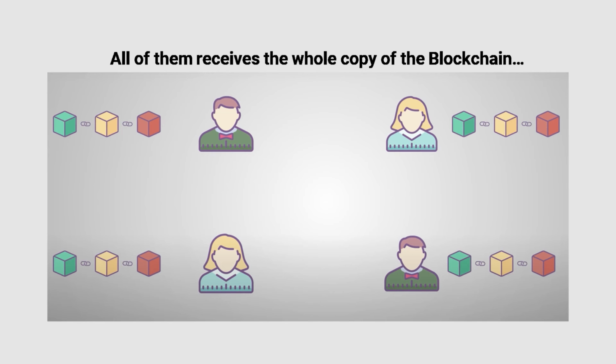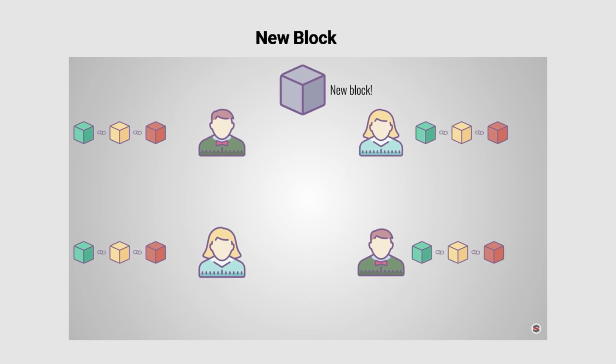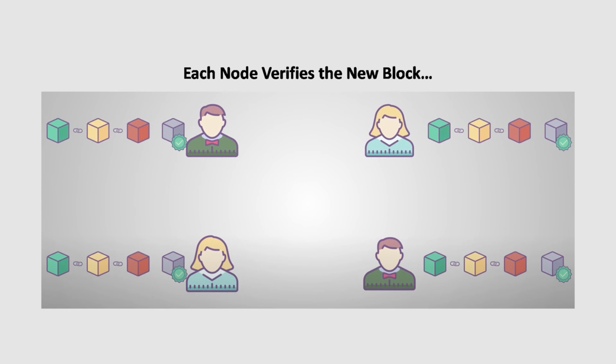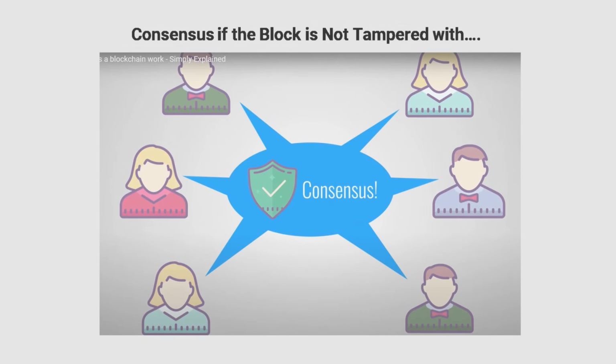Likewise, the same records will be possessed by the other participants on their nodes. So, if a new block is to be created, in this use case, it should be verified by each and every participant. If it has been verified by each and every participant, then only will it be added to the blockchain. So, with consensus, if the block is not tampered with and it is verified, the block will be added to the blockchain.